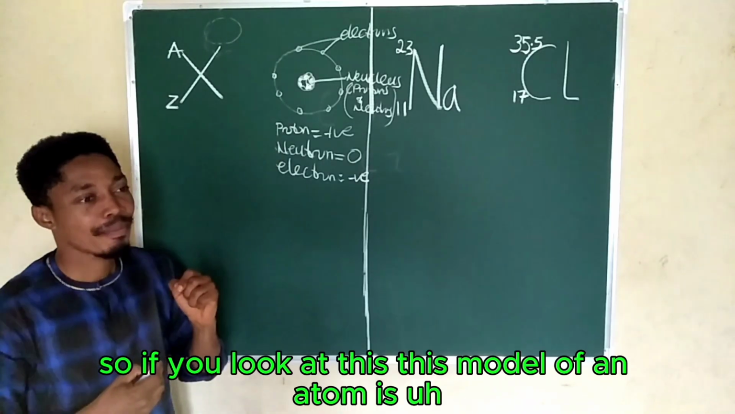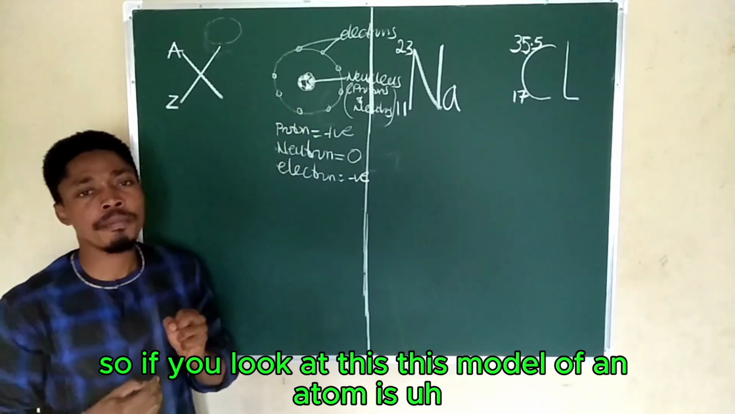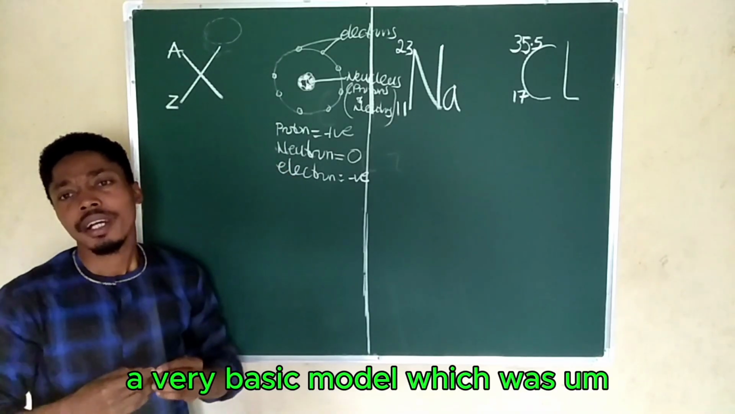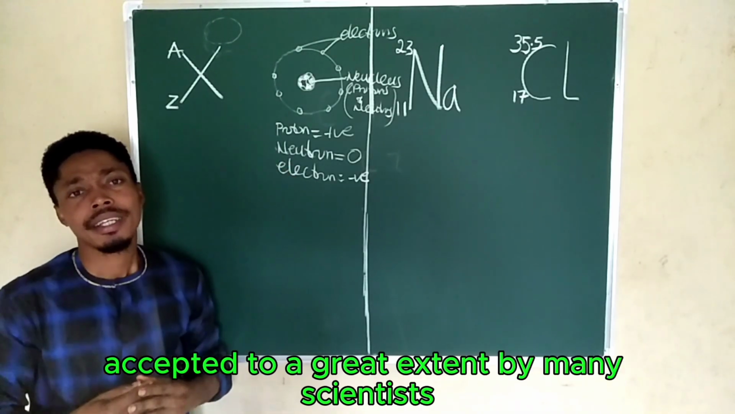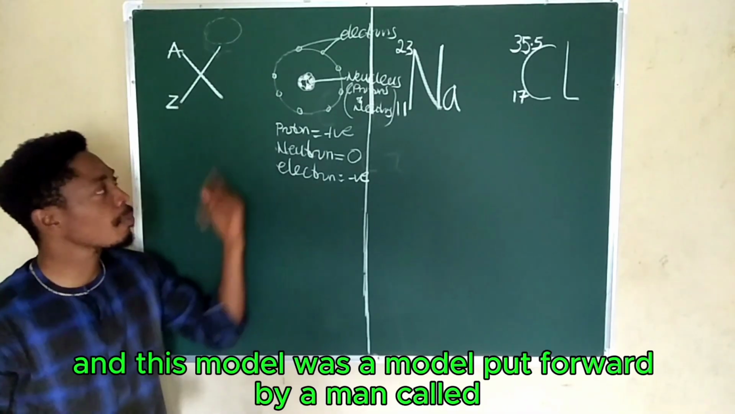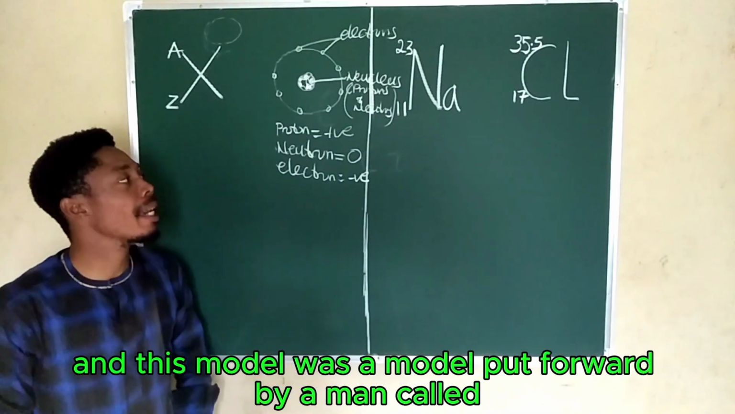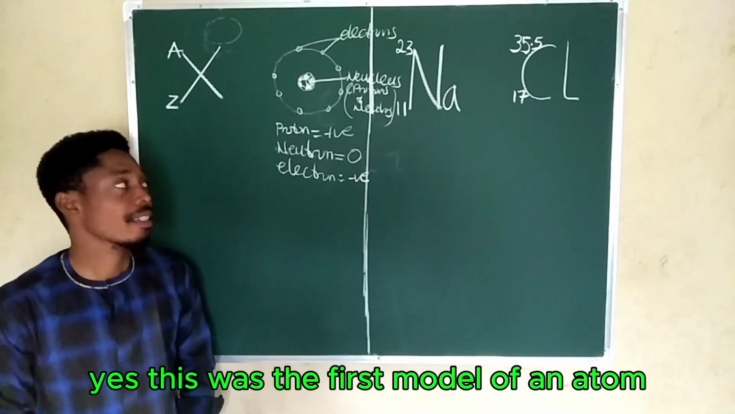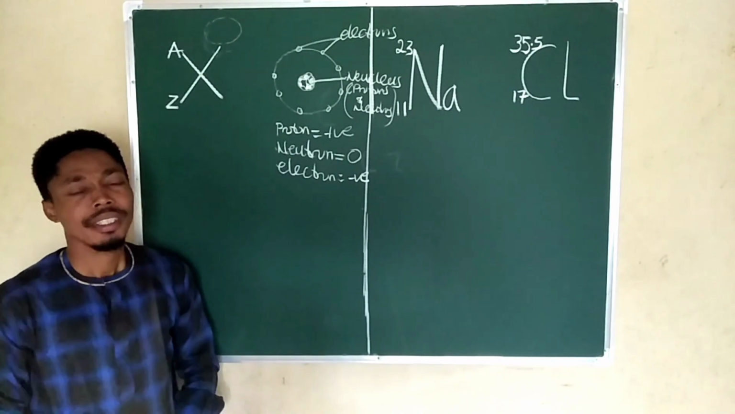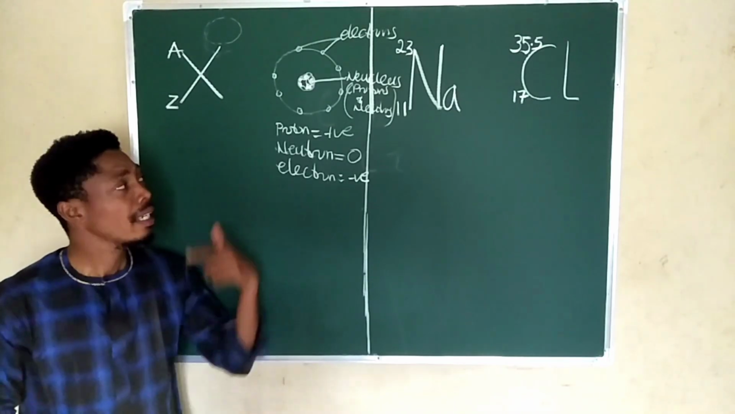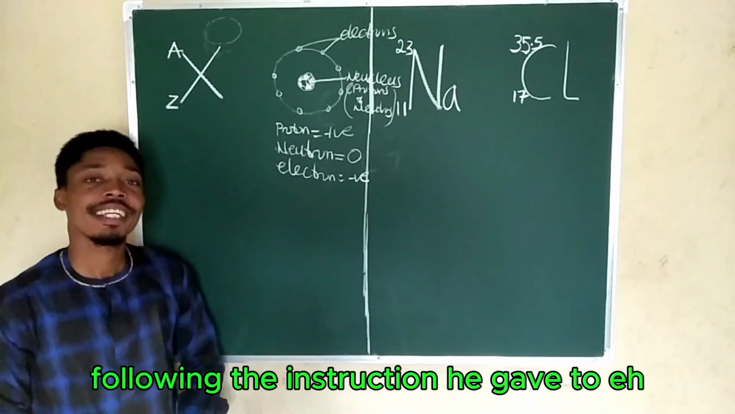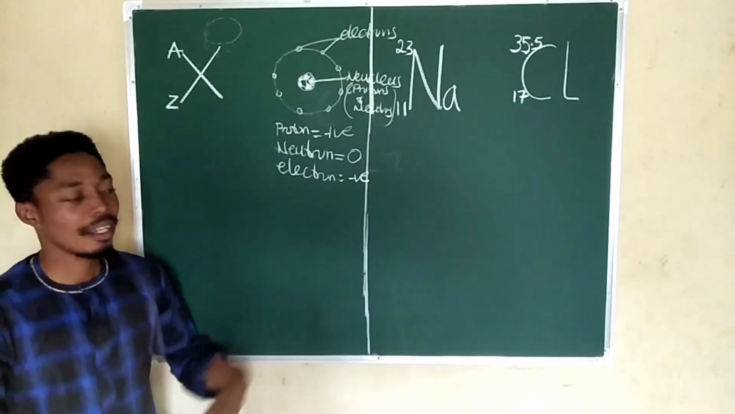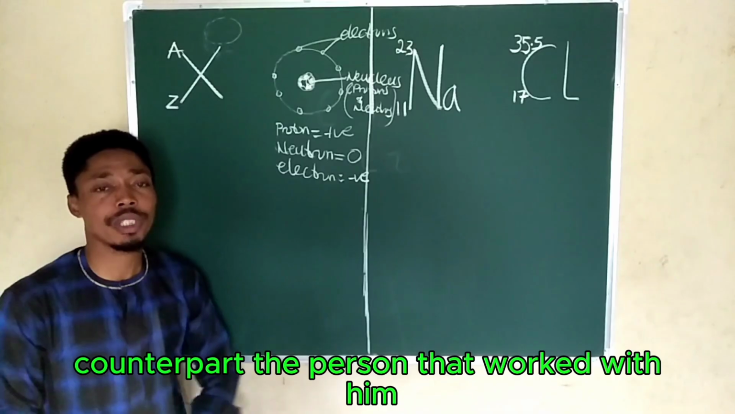This model of an atom is a very basic model which was accepted to a great extent by many scientists. This model was put forward by a man called Rutherford. Yes, this was Rutherford's model of an atom. He discovered this following the instruction he gave to Geiger and Muller, his counterparts, the persons that worked with him.